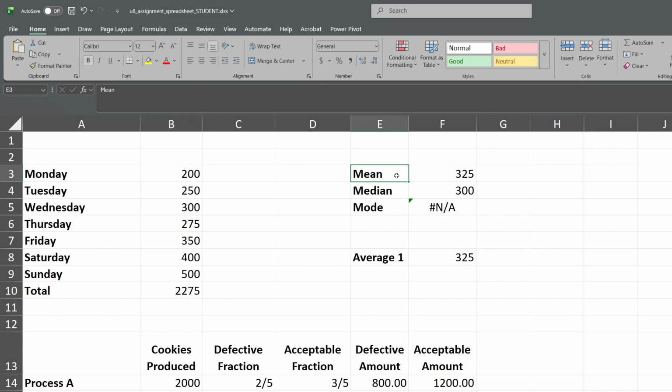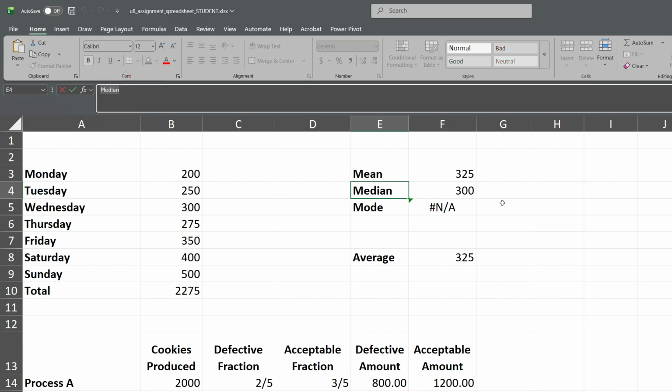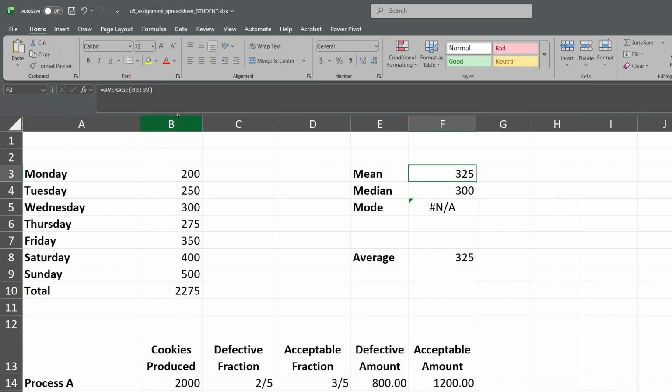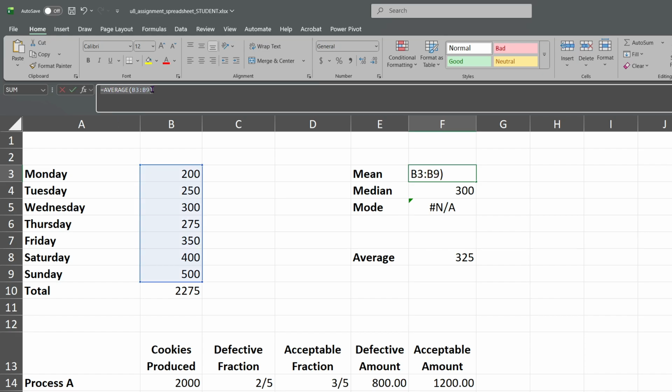Now over here, you'll see this is just text. I just put mean, median, and mode. And then I did this average one. This could actually just be average. Okay? And that's just free text. You'll see it right here. It's just free text. And then what I did is I used the average formula or function, which is equals average B3 through B9.